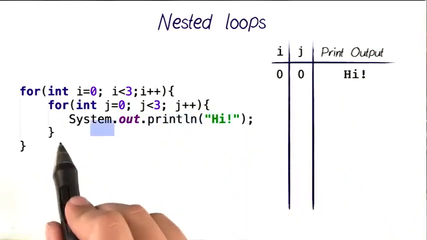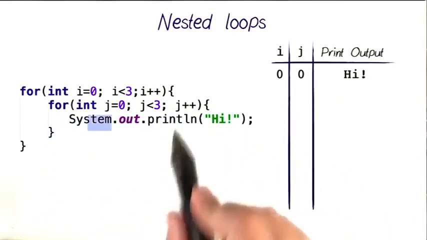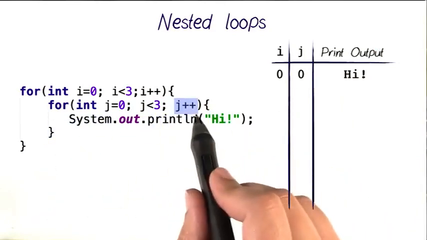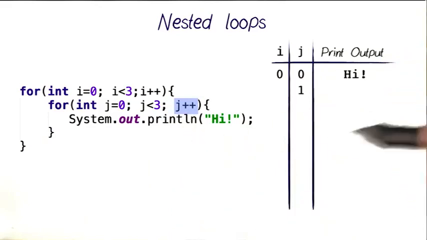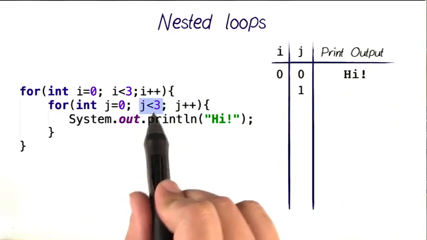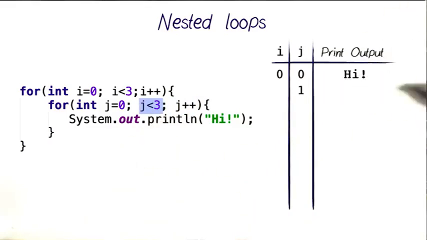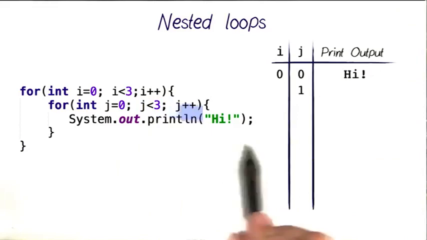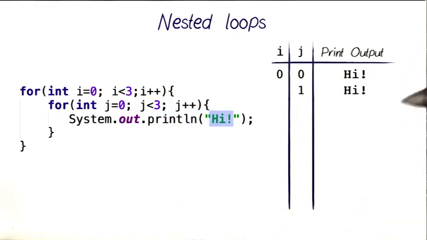And then we reach the end of the inner loop, so we go back up and increment j by 1, changing its value from 0 to 1. And then once we increment it, we check that j is still less than 3, which in this case it is, so we step inside the loop again and we print out another hi.